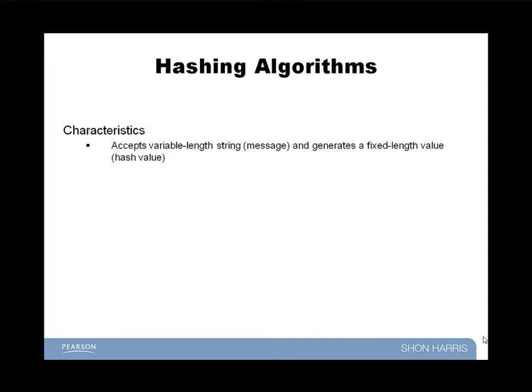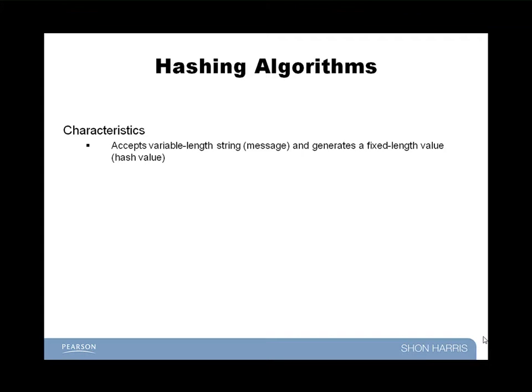So a hashing algorithm will take a variable length string and generate a fixed length value. That's kind of a complex way of saying that a hashing algorithm will just take a message of any size. So you could write a message of 2 lines or 3 pages, and the hashing algorithm will take that variable length string and will generate a fixed length value.